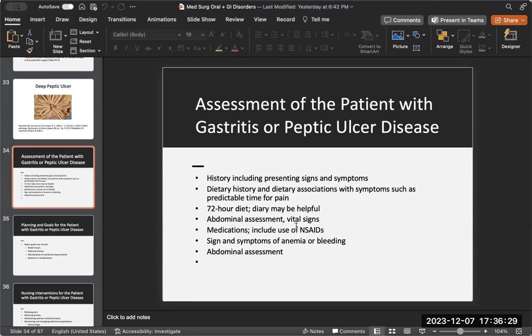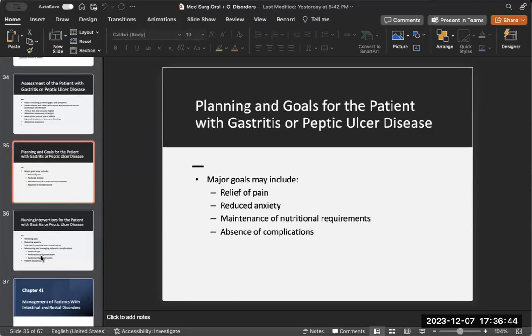Abdominal assessment, right? Let's go and listen to the stomach. Let's see what's going on, right? Palpating it. Vital signs, okay? Are they using NSAIDs chronically? Do they have any signs of anemia or bleeding? Okay, this is what we want to be looking at. Now, what are some major goals, right? Nutritional requirements, making sure they get the food that they need, reducing anxiety related to the situation that they're dealing with, relief of pain, because it's going to be very painful, and absence of complications.